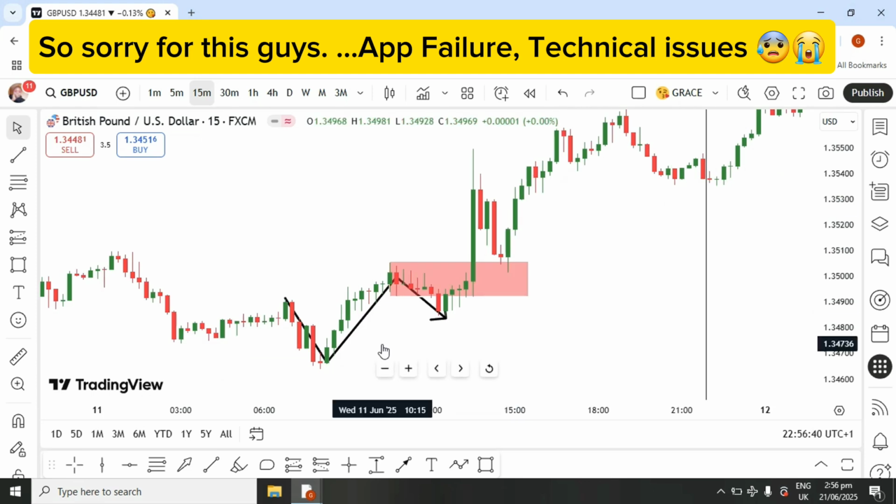Maybe in my subsequent video, I can explain the difference between the mitigation block and the breaker block, and also give you a perfect example of how you can trade the breaker block and the mitigation block.